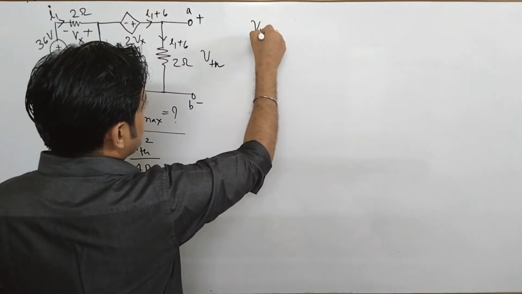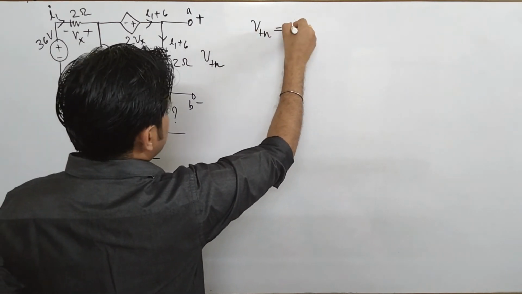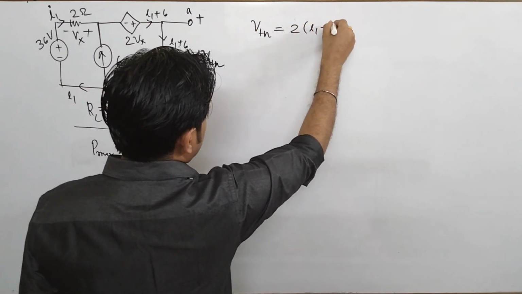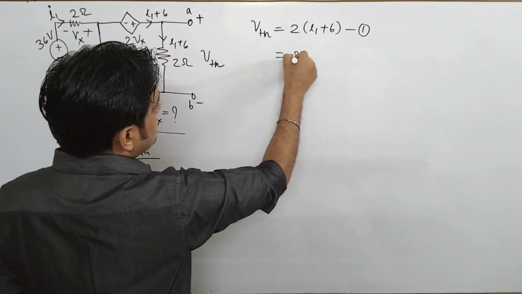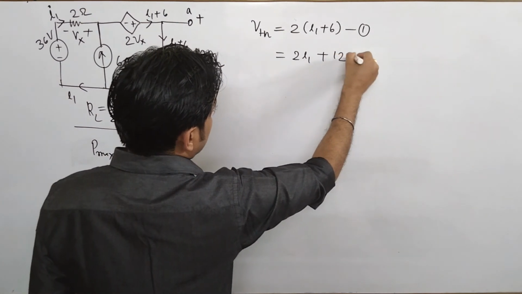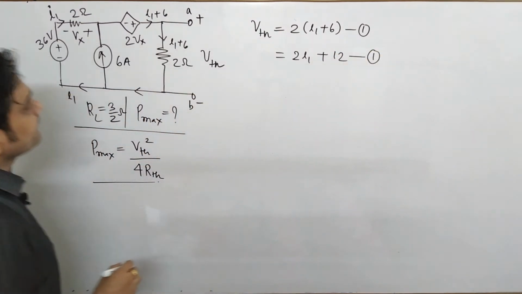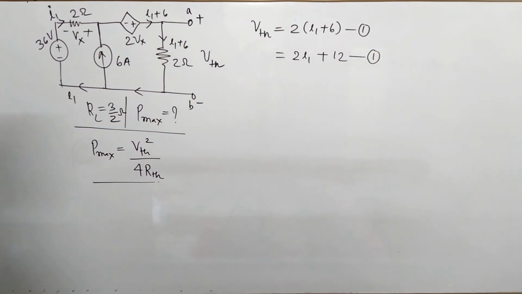So from here you can say that the value of VTH is what? It is 2 into I1 plus of 6. Yes. Or you can say it is 2 of I1 plus of 12. This is your first equation. Basically you have to find the value of I1. Now how will you find the value of I1?